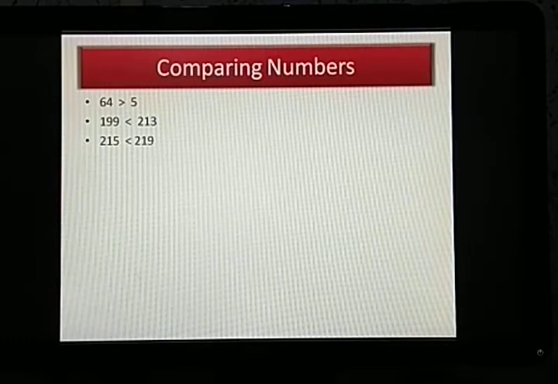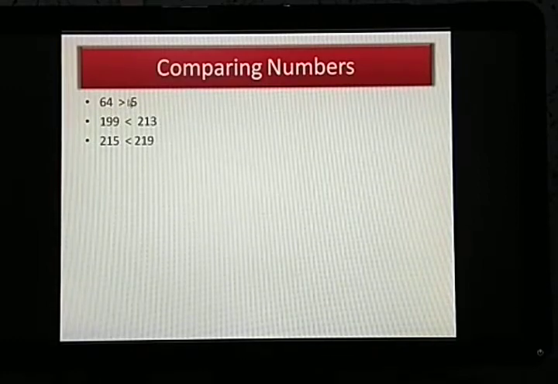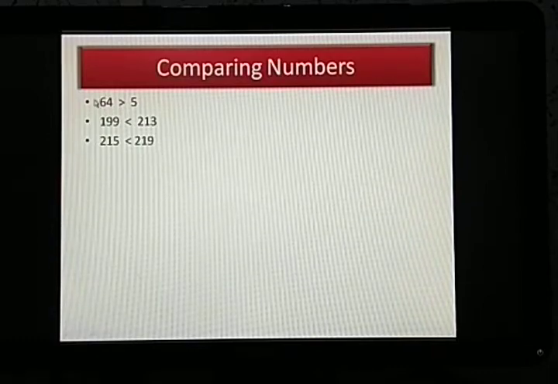So how are we comparing the numbers? We are comparing the numbers depending on their place values. We know what is place value. There is ones place, tens place, hundreds place. So if we see clearly here, 5 is only in the ones place and 64 has two digits, one in the tens place and one in the ones place. So definitely this number is greater.